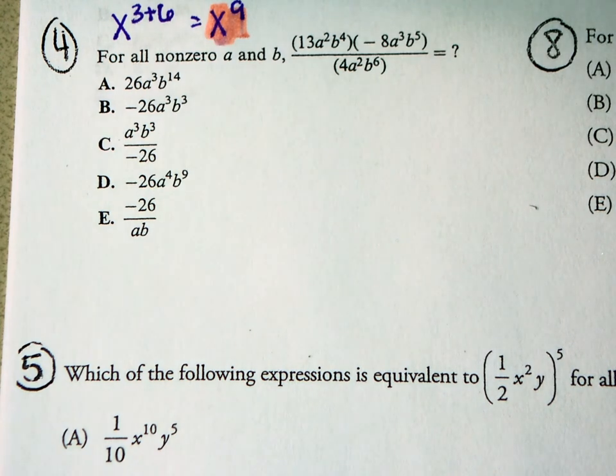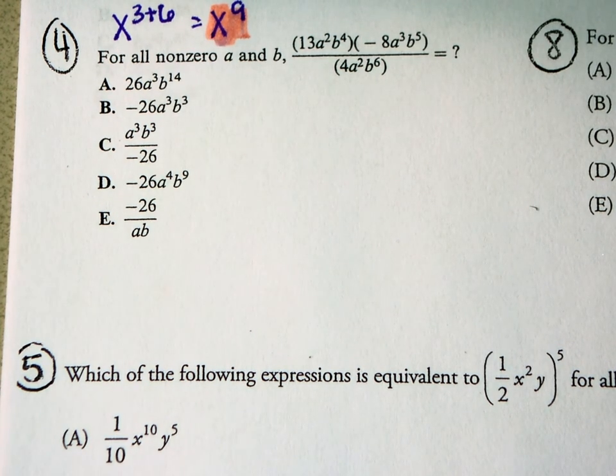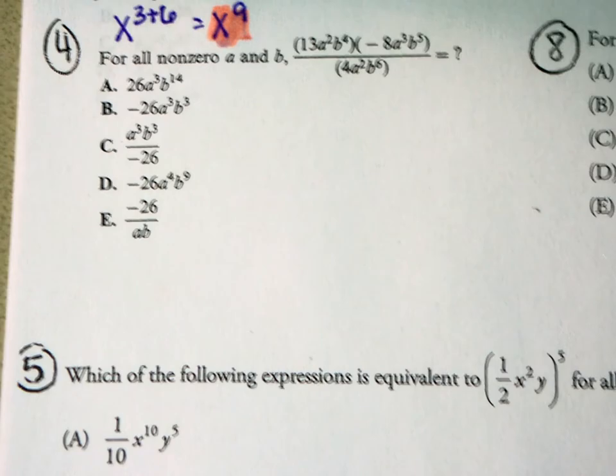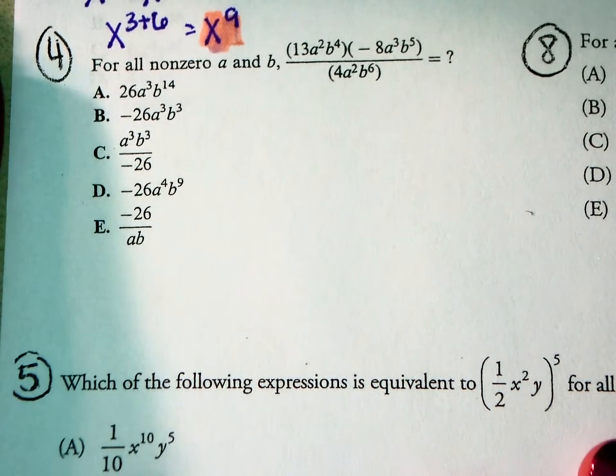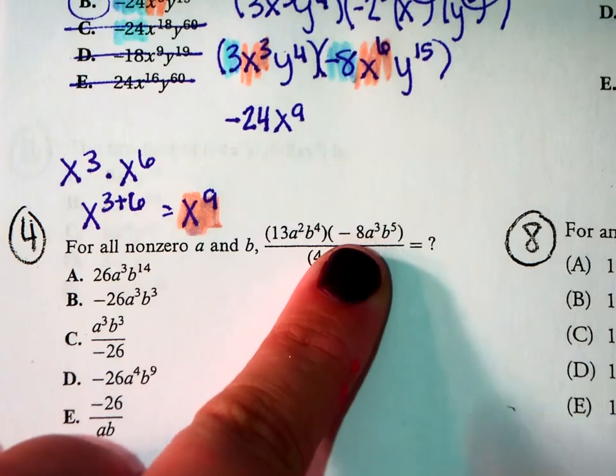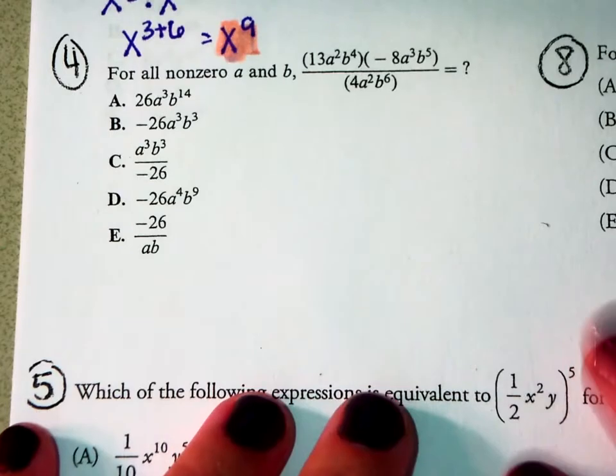13a squared b to the 4th times -8 a to the 3 b to the 5 all over 4a squared b6. So what you want to do here, you don't want to divide first, okay? No dividing first. Let's go ahead and simplify the top. Now again, this problem looks exactly like this problem up here in the numerator of this fraction. So we're going to be using the multiplication rule for exponents.